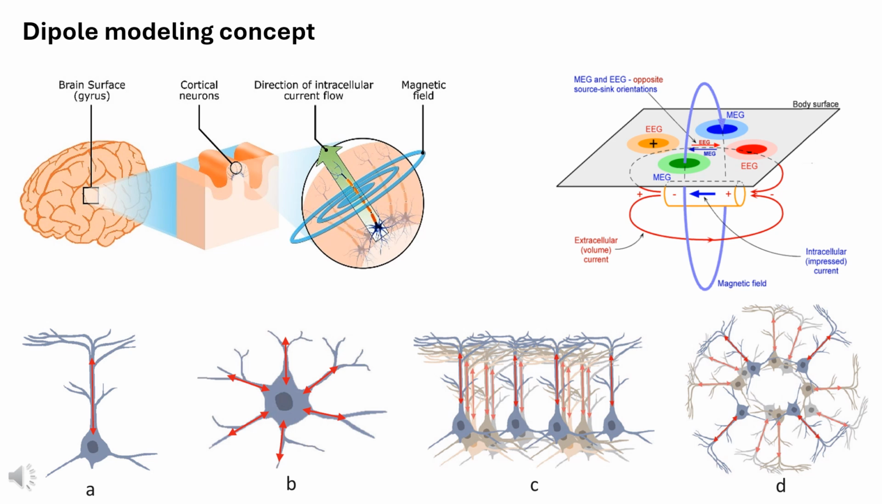Conversely, in circular alignments like in the hippocampus, D, these fields cancel out. Additionally, symmetric neurons, as shown in B, also tend to have currents that cancel out within the cell. Configurations A and C are known as open fields, while B and D are closed fields.